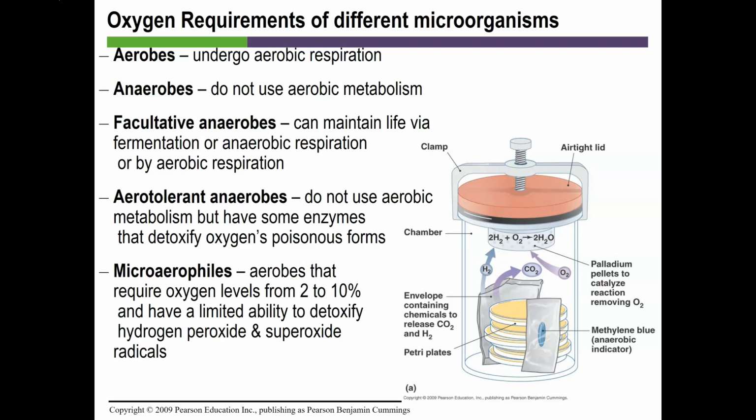Aerotolerant anaerobes have metabolic systems that are not using aerobic metabolism, but they do have the ability to dispense with some of the toxic forms of oxygen. Therefore, they can tolerate the presence of oxygen.